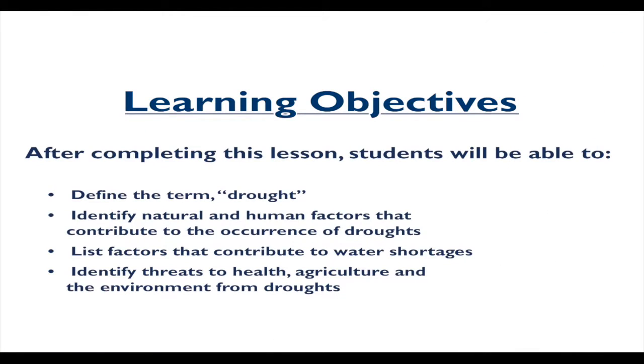So let's go through those learning objectives together again. After completing this lesson, we want the students to be able to define the term drought, to identify the natural and the human factors that contribute to the occurrence of droughts. We want to be able to list the factors that contribute to water shortages and to identify threats to health, to agriculture, and the environment from droughts.